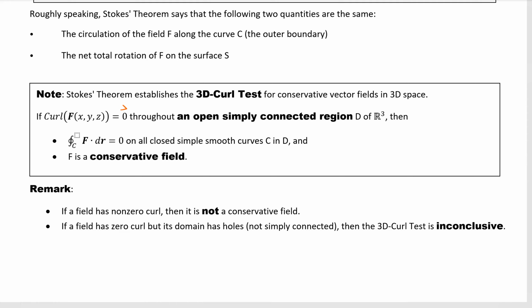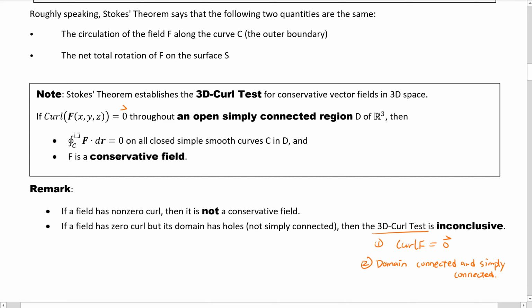Remark: if a field has a non-zero curl, then it's not a conservative vector field. But if a field has 0 curl, but its domain has holes, which means it's not simply connected, then the 3D curl test is inconclusive. Remember, the 3D curl test requires first that the curl must be the 0 vector, and second that the domain must be connected and simply connected. So far, so good, everybody.